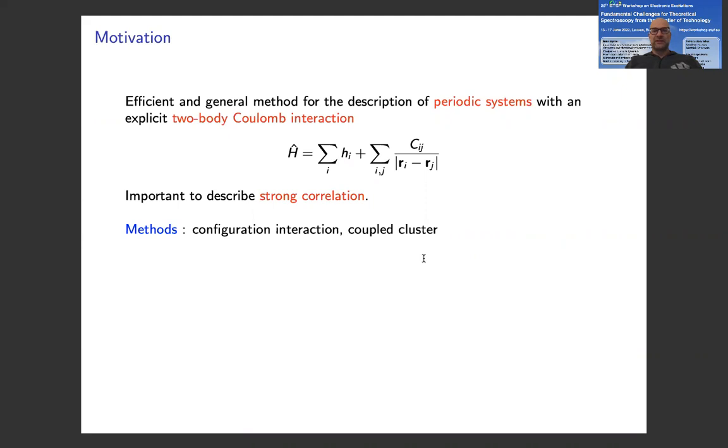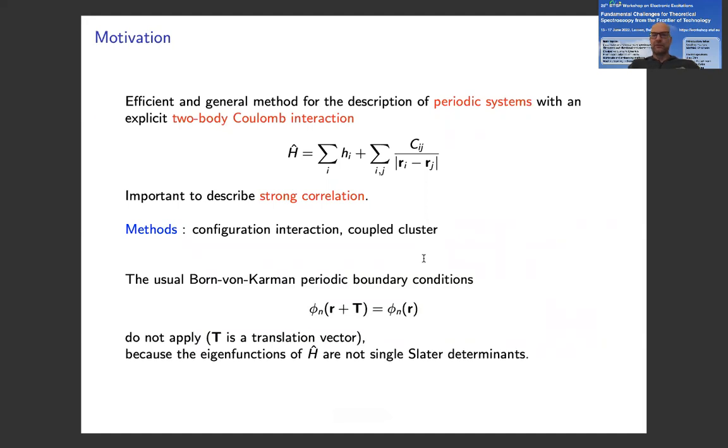So we are interested in describing periodic systems that have an explicit two-body Coulomb interaction in the Hamiltonian. And this could be important, for example, to describe strong correlation, because we know that methods such as DFT that use an effective potential are not very good at describing strongly correlated systems. So the methods I'm thinking of are configuration interaction, coupled cluster theory, and these kind of approaches.